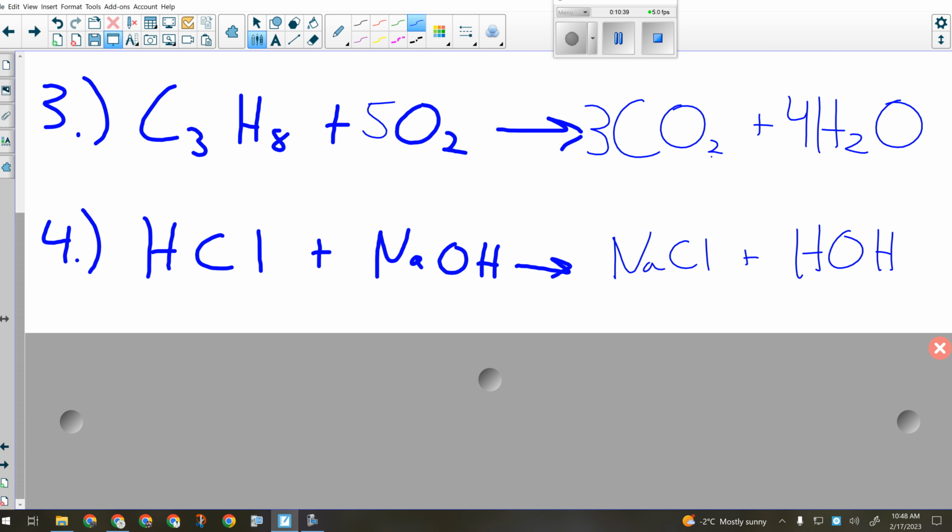Okay, what do I need to check about these? Yeah, charges. I've got to make sure the drops and swaps are done correctly. +1, -1, +1, -1, we're good. So, are we done balancing too? Yeah, everything's a 1, there are no little subscript numbers, so we're done balancing.